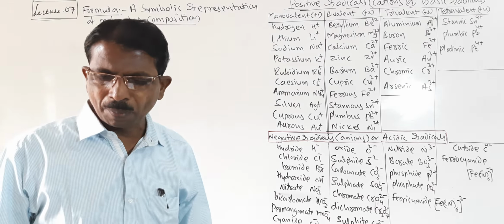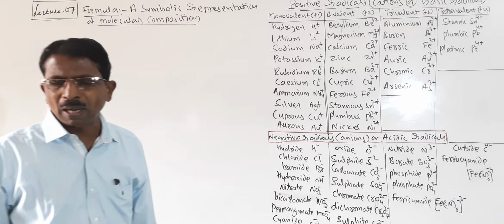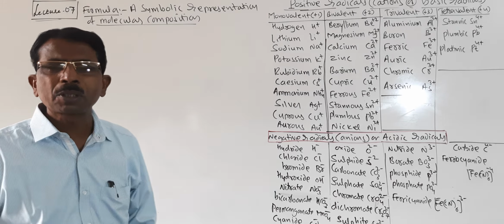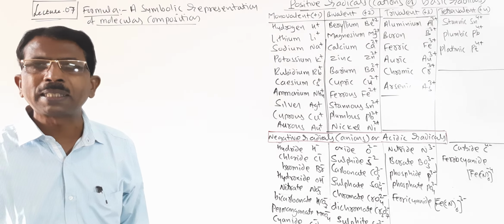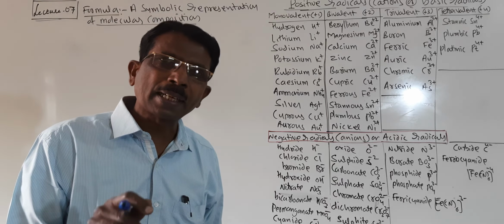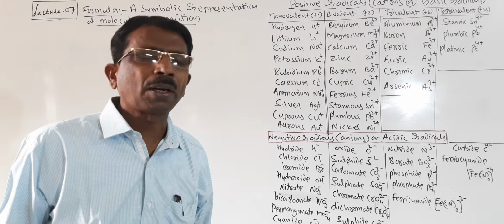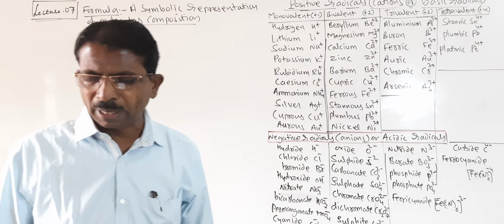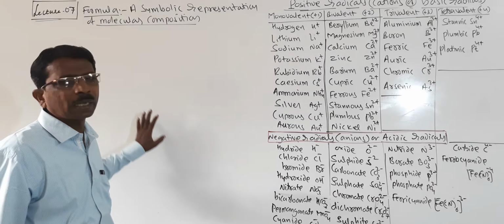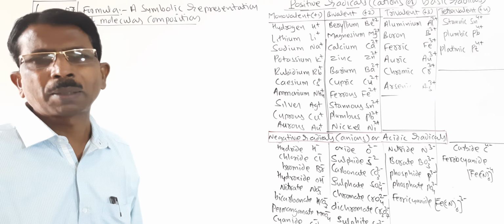to show the types and the number of atoms present in it. The number of atoms is represented as a subscript. This is called a formula. Formulas are represented by symbols and their numbers, and the numbers are written in the subscript.